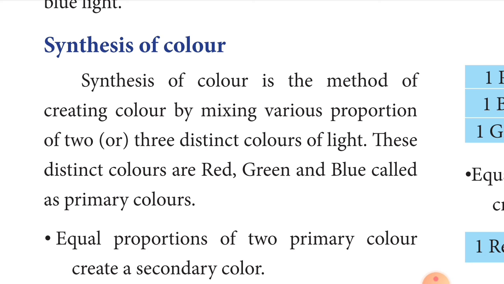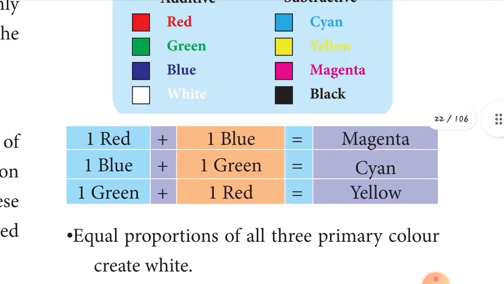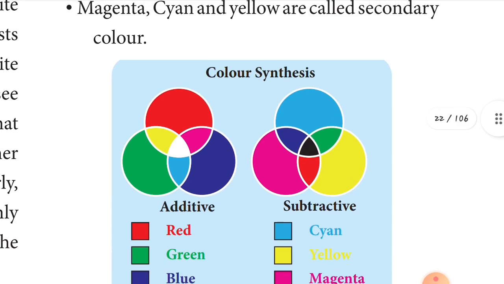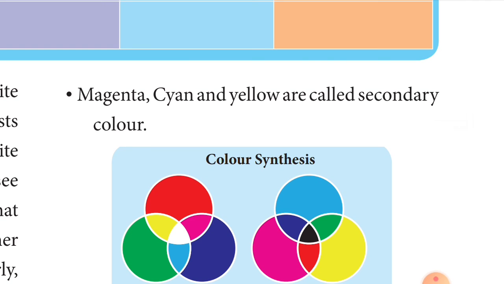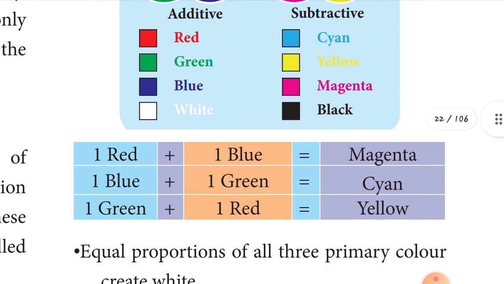So you take equal proportions of 2 primary colors to create the secondary colors. See this picture, children. Color synthesis. Magenta, cyan and yellow are called the secondary colors. So you have to add some colors. Red plus blue, you get the magenta color. Blue plus green, you get the cyan color. Green plus red, you get the yellow color.